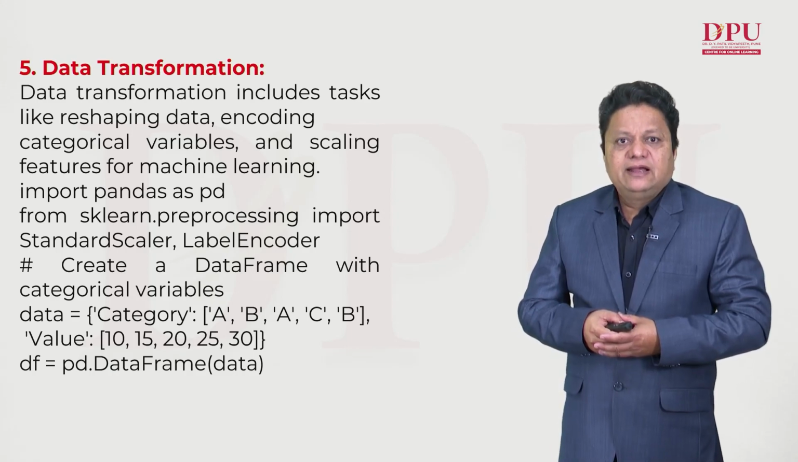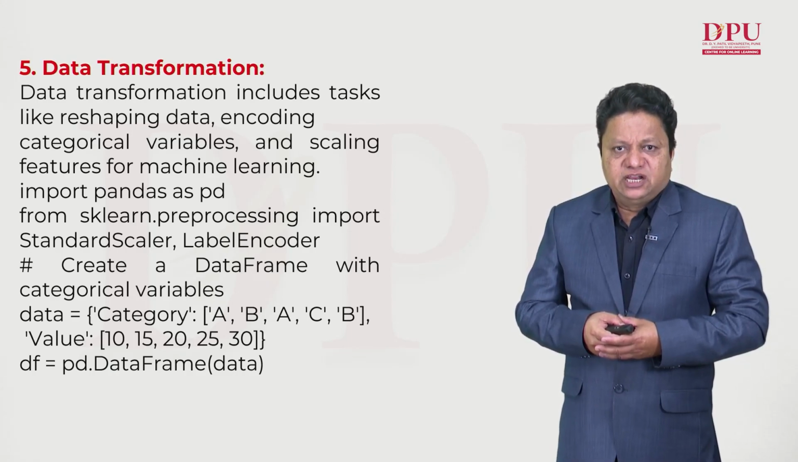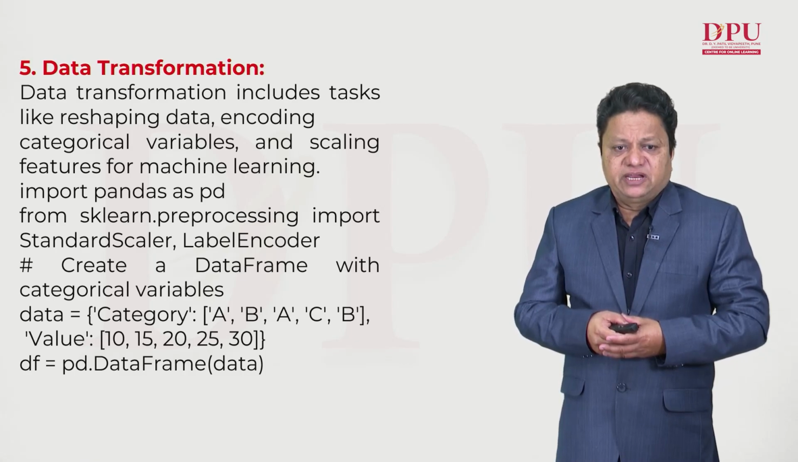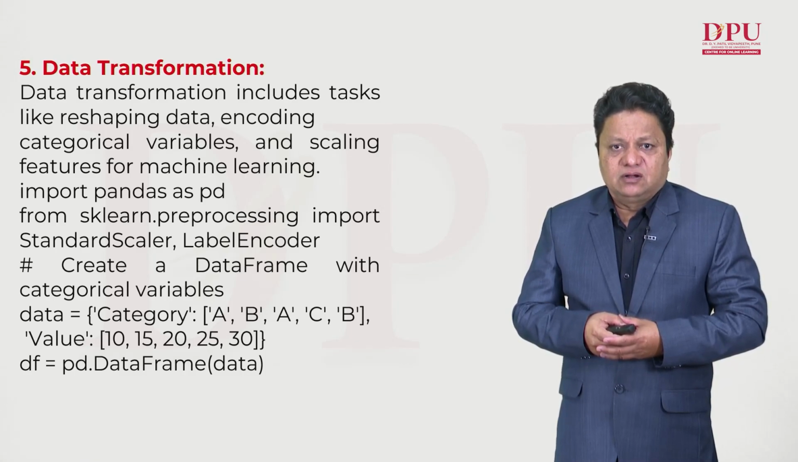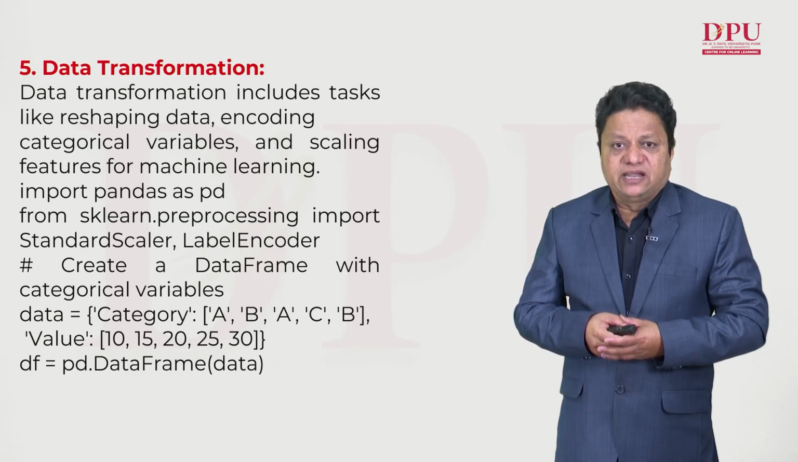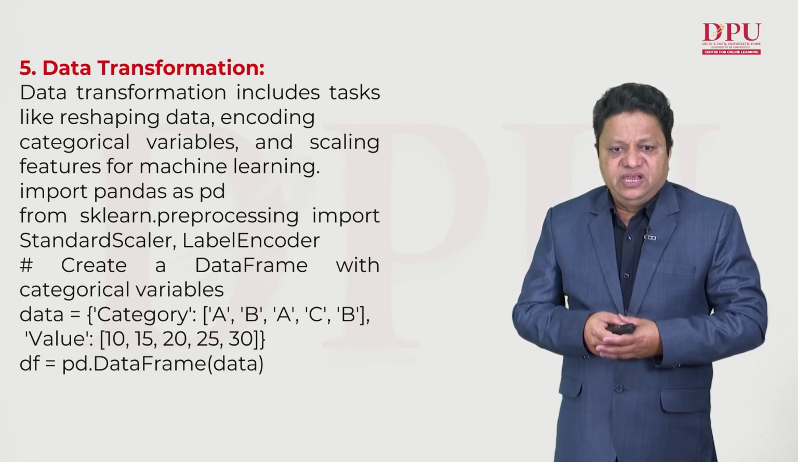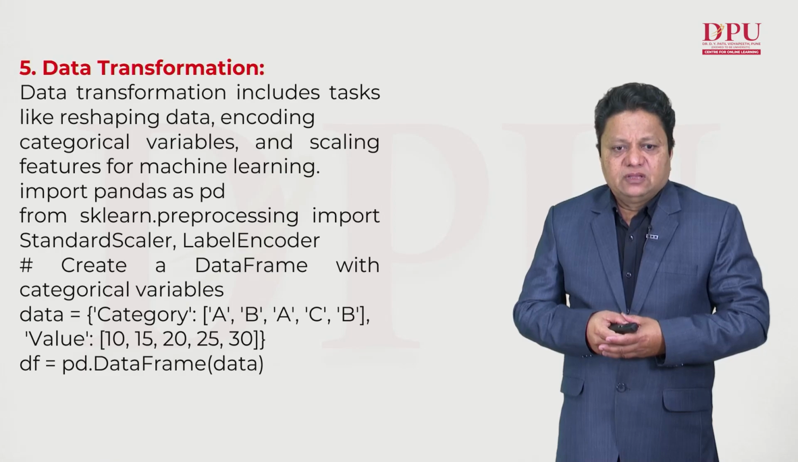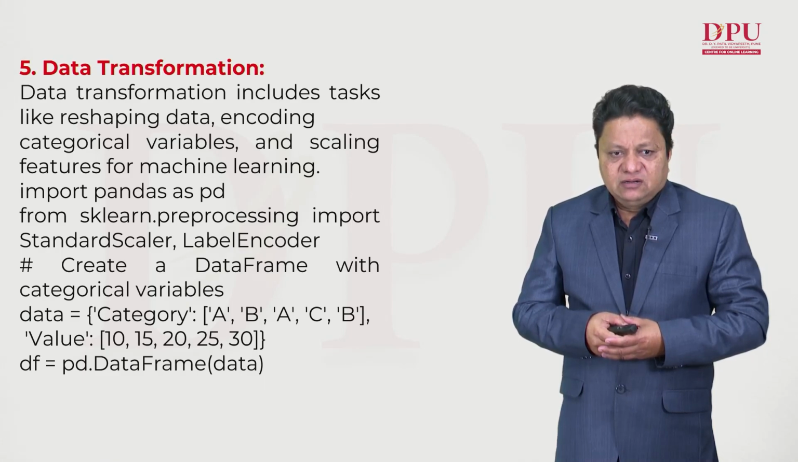So again here I am creating a dictionary with the help of data is equal to, in the curly bracket, key is my category, after that colon, then follows its values. So category is A, B, C, A, B, A, C, B. So these are my categorical data which I have created with the help of a dictionary.